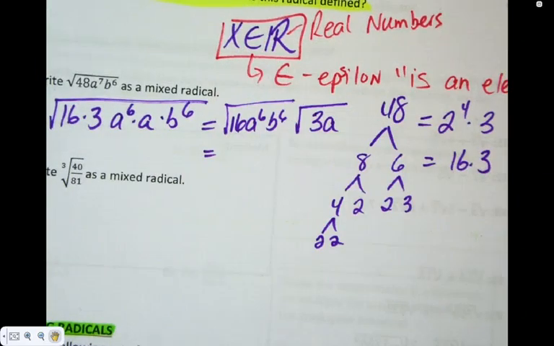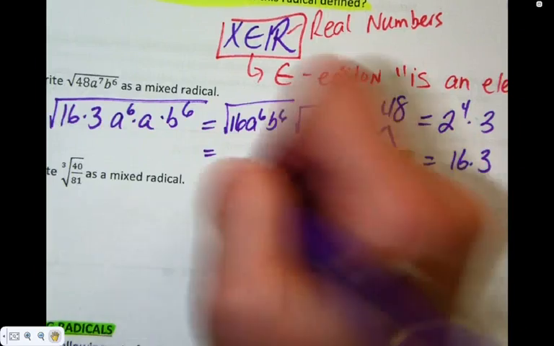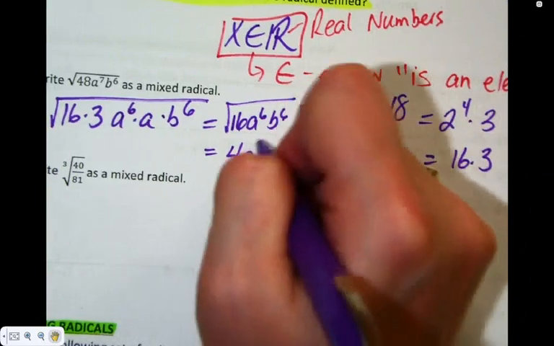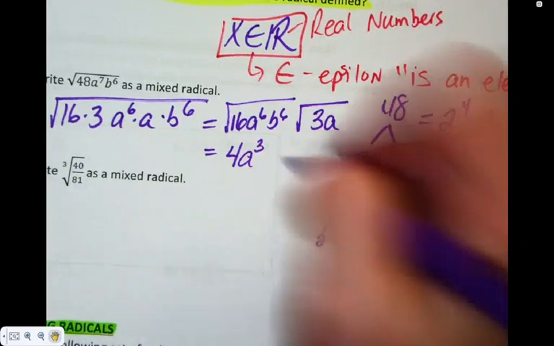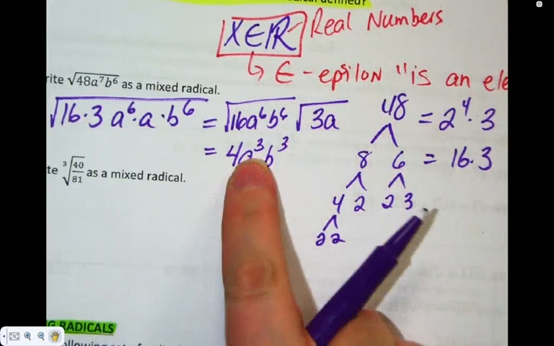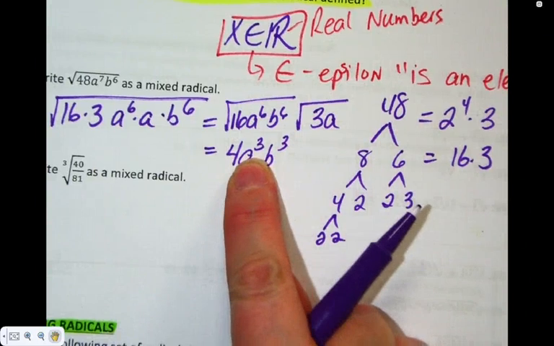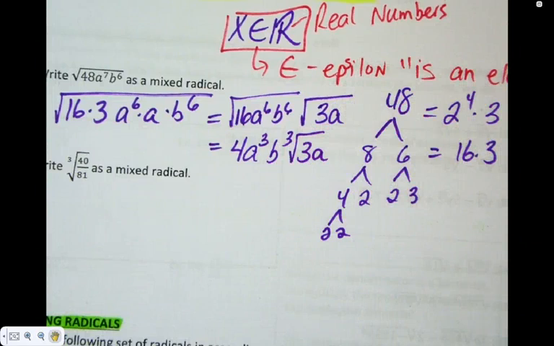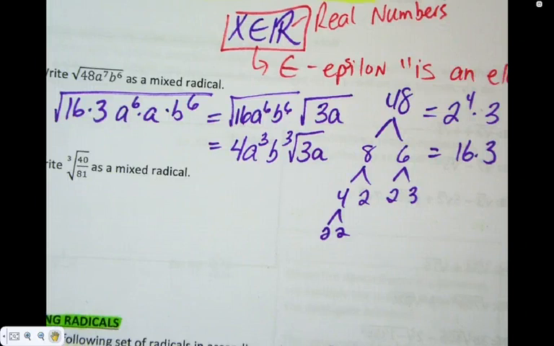And let's evaluate everything that's in that first radical. So the square root of 16, square root of a to the 6 is a to the 3, square root of b to the 6 is b to the 3. And again, if you want to make a note, the 3 is coming from 6 divided by 2. And then the stuff that's left just hangs around there. So the mixed radical is 4a cubed b cubed times the square root of 3a. Next one.